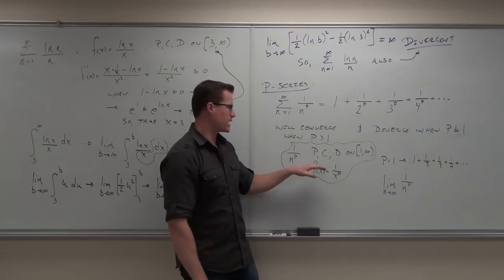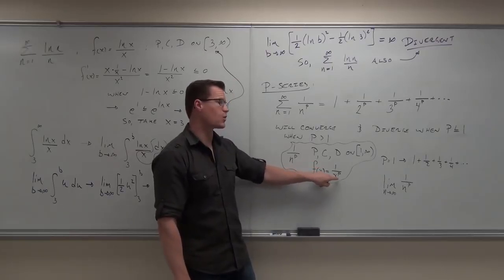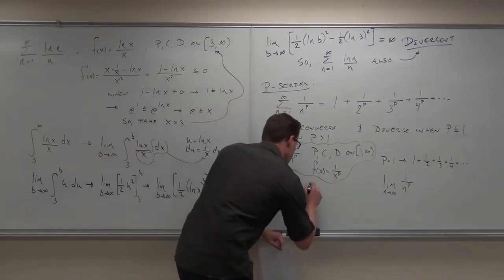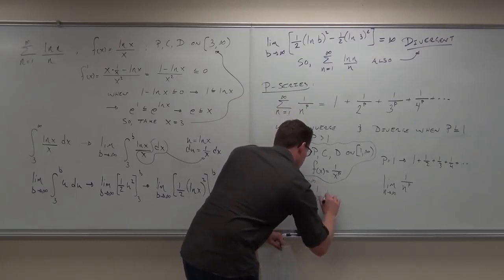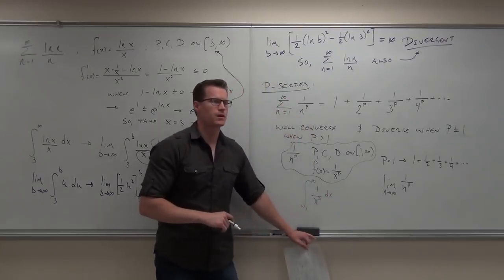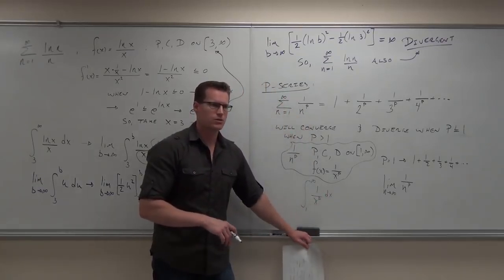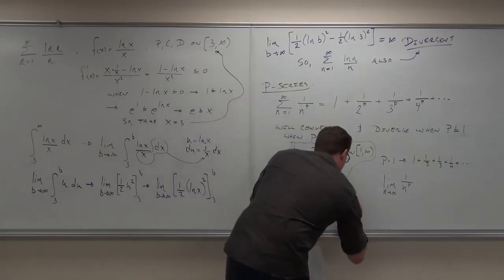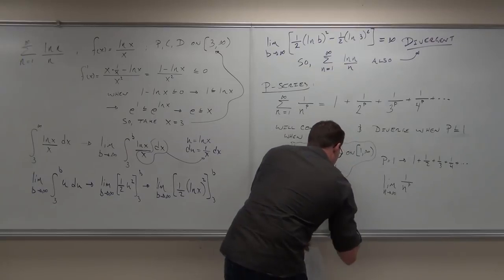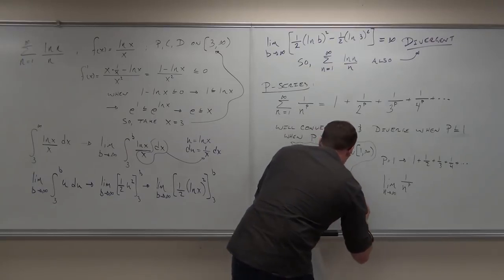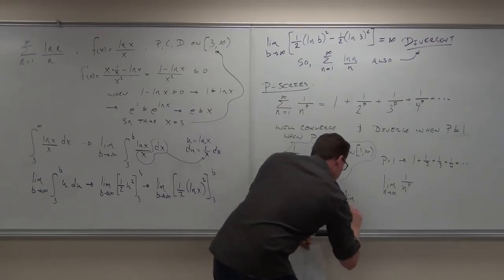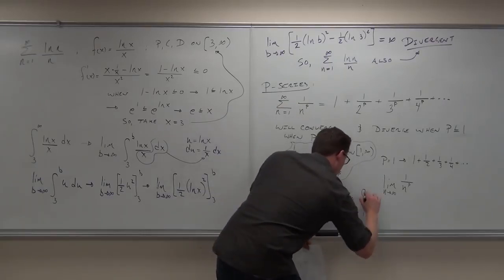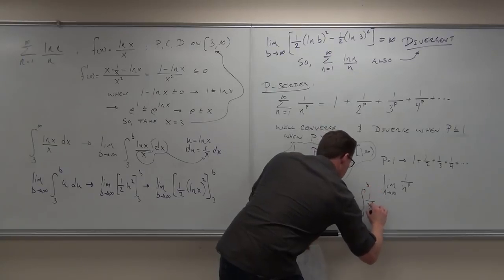It's got to converge. Because any sort of function like this where p is more than 1, your integral from 1 to infinity of 1 over x to the p dx is going to converge. You can do the limit on that if you want to. You do a limit as b goes to infinity of whatever your integral says, from 1 to b, 1 over x to the p dx.